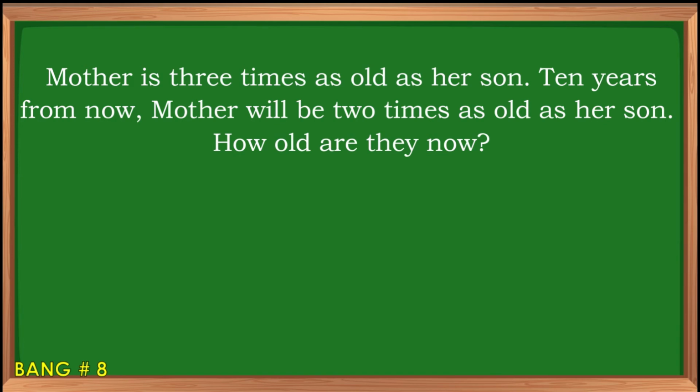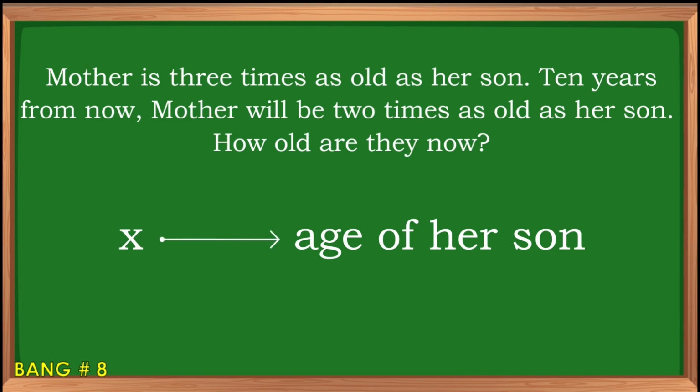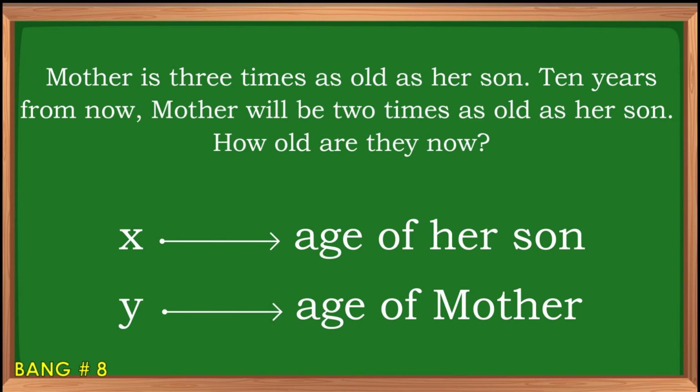Now, let us have this next problem. Mother is 3 times as old as her son. 10 years from now, Mother will be 2 times as old as her son. How old are they now? Again, understand the problem and identify what is being asked. To answer this problem, let x be the age of her son, and let y be the age of Mother.